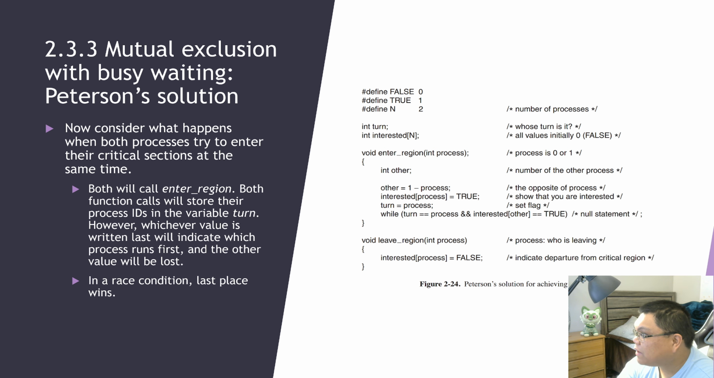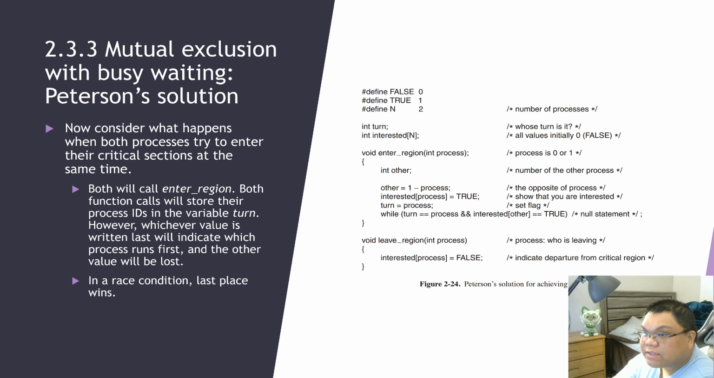Now consider what happens when both processes try to enter their critical sections at the same time. Both function calls will happen at the same time. So process 1 calls enter region, and process 2 also calls enter region. Both function calls will store their process IDs in the variable turn. However, the tiebreaker is whoever wrote to that variable last, because in a race condition, last place wins. This is the tiebreaker when more than one process shows interest in running its critical section.